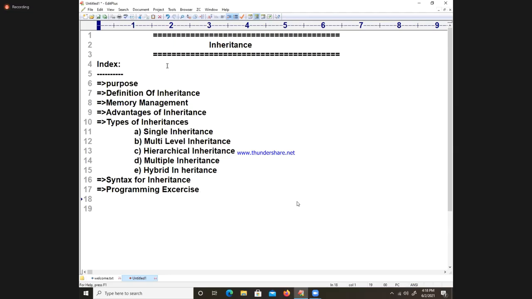This topic will be linked with polymorphism. It will take today and tomorrow. We will discuss it and link it with polymorphism. Okay, so let us move forward to the concept of inheritance. The index is clear.